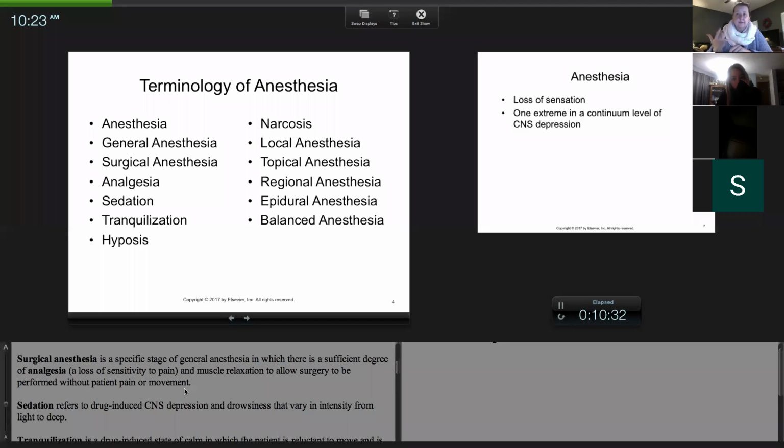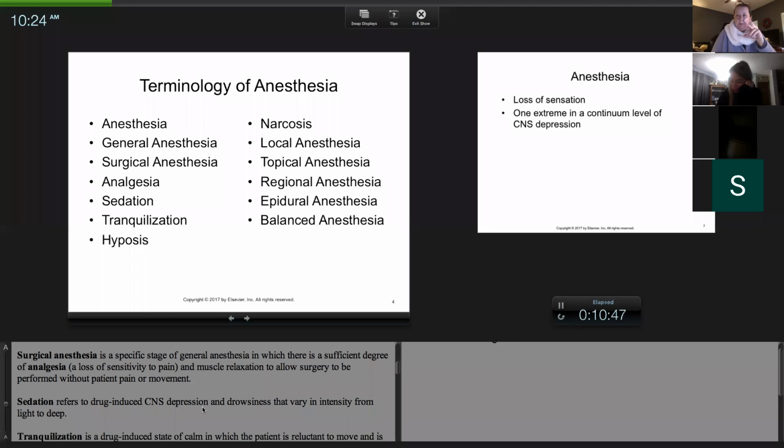Like I said, if a nail trim, I just need them not fighting me as much. If I need to take 3 views of the pelvis in a painful dog, I'm going to need a deeper level of sedation. Sedation and tranquilization is where people get terms confused.